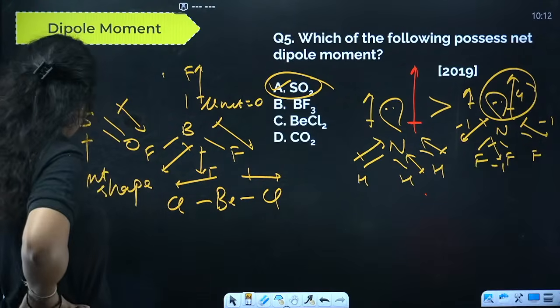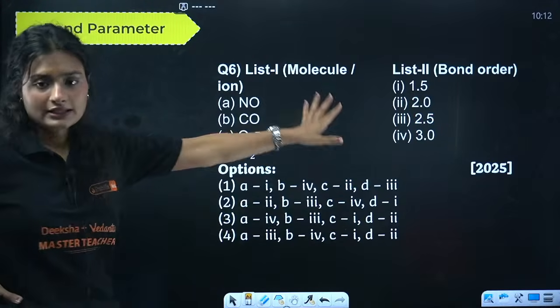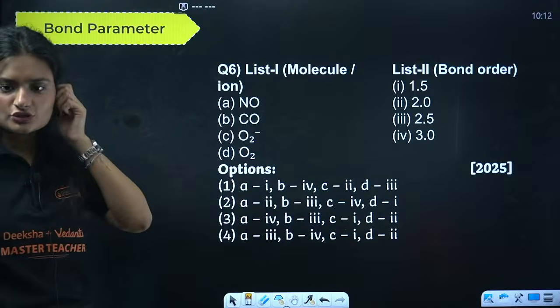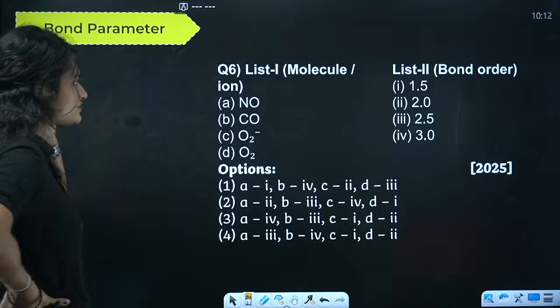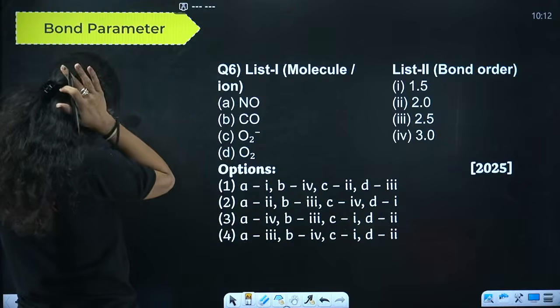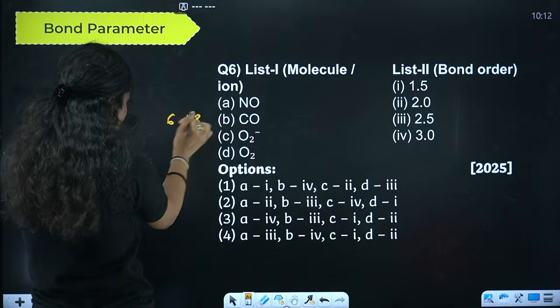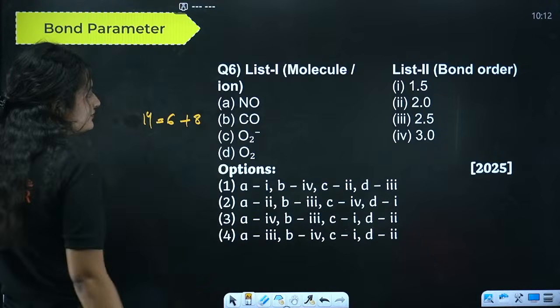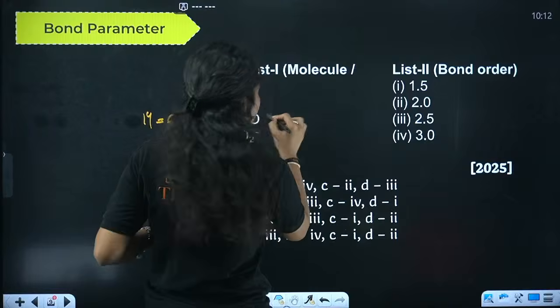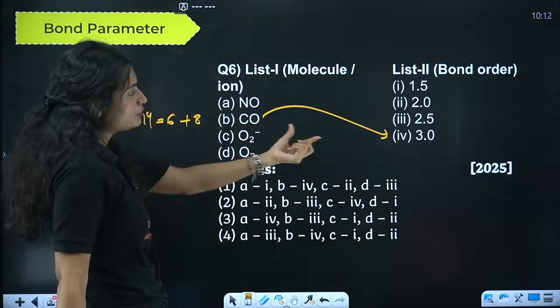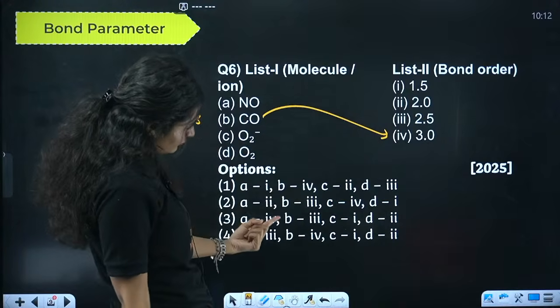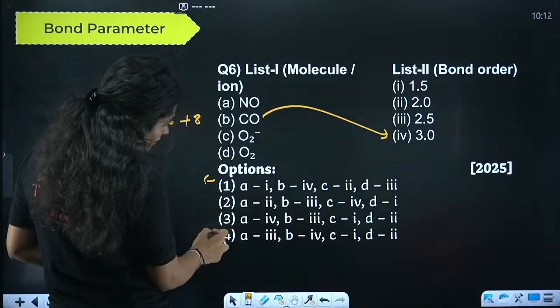Okay, next question. Again, answer this. We are looking for 14 electrons. Which has 14 electrons? This has 14, right? 6 plus 8, 14. So this will have a bond order of 3. This will have a bond order of 3. That means either this option or this option.